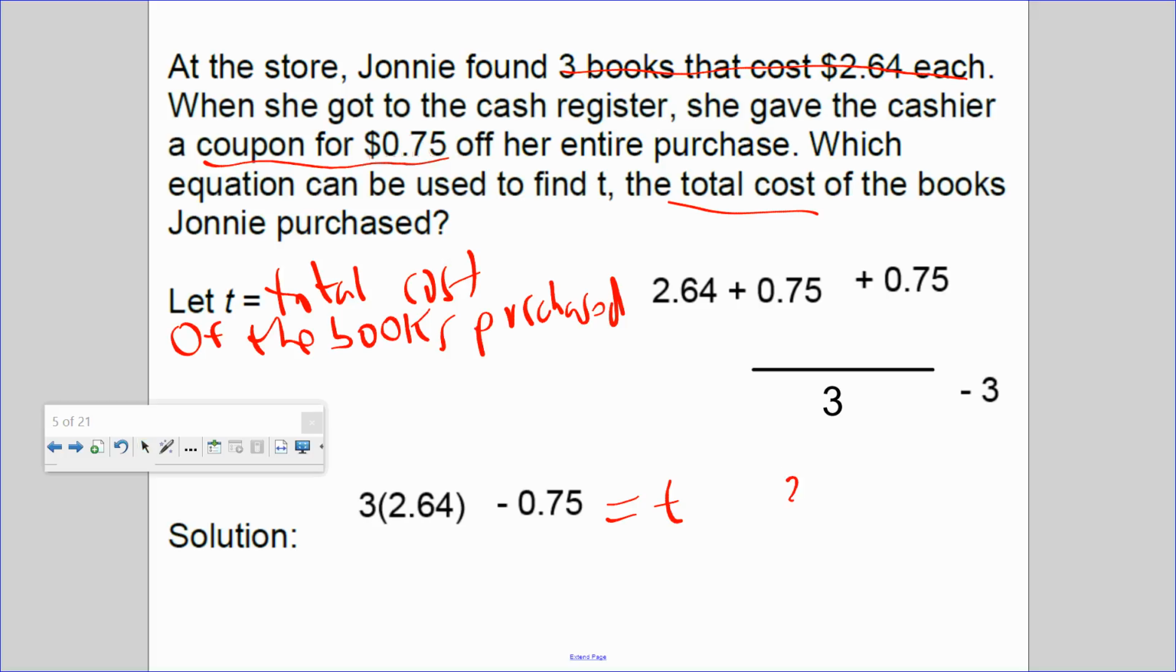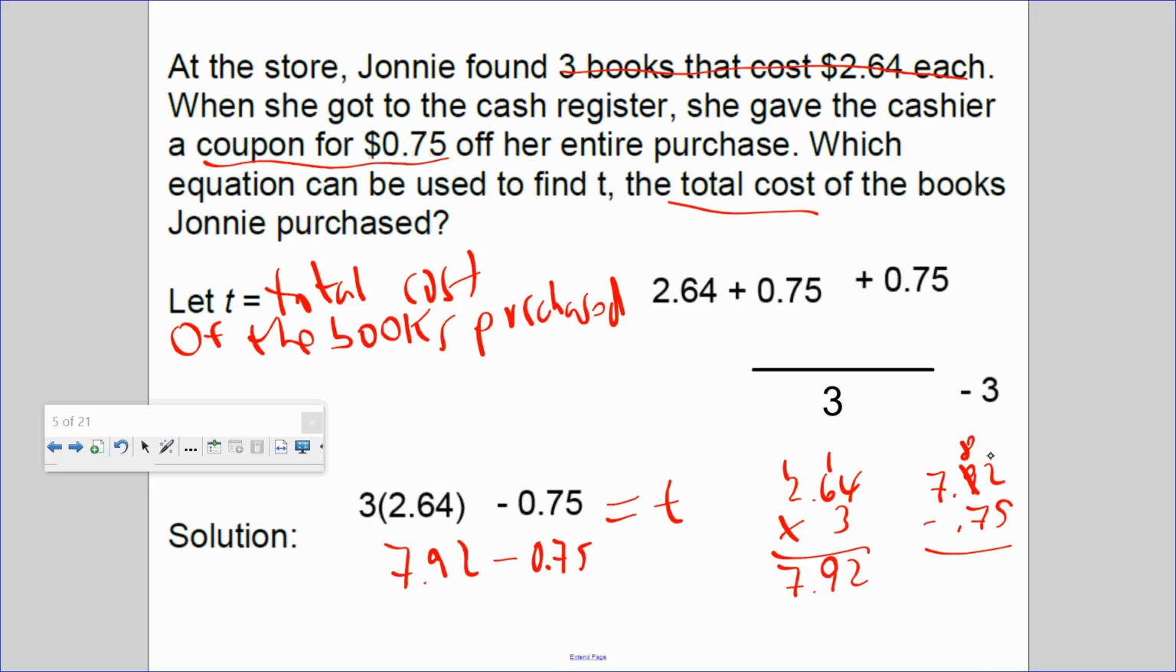So it says 264 times 3. 3 times 4 is 12, carry the 1. 3 times 6 is 18, plus 1 is 19, carry the 1. 3 times 2 is 6, plus 1 is 7. So 792. 792 minus 75 cents. I have to regroup here. 12 minus 5 is 7. 8 minus 7 is 1. $7.17 is the total cost of the purchase.